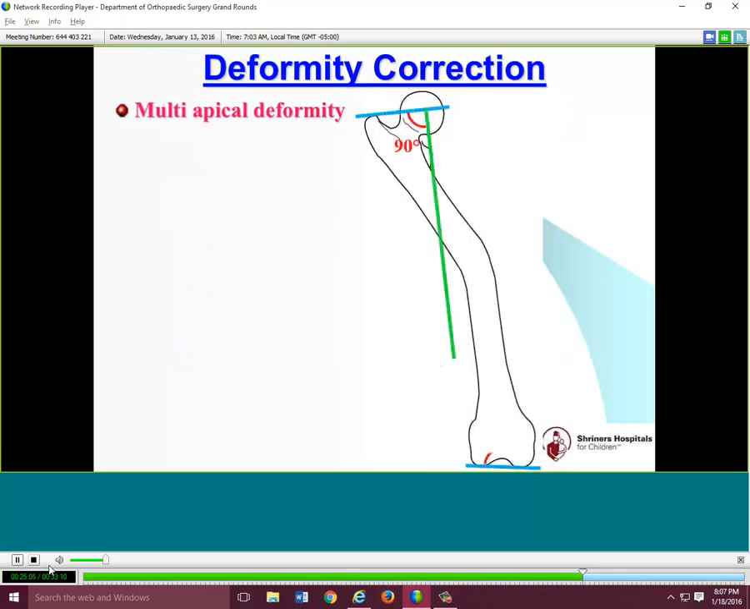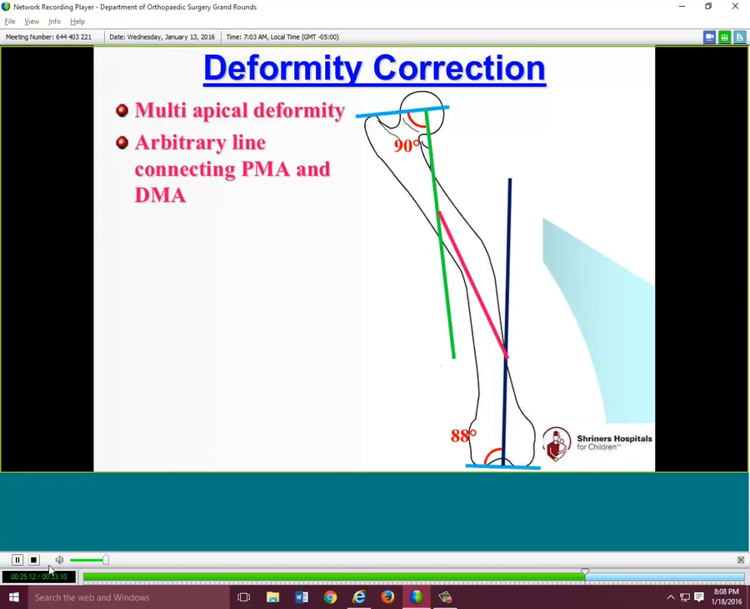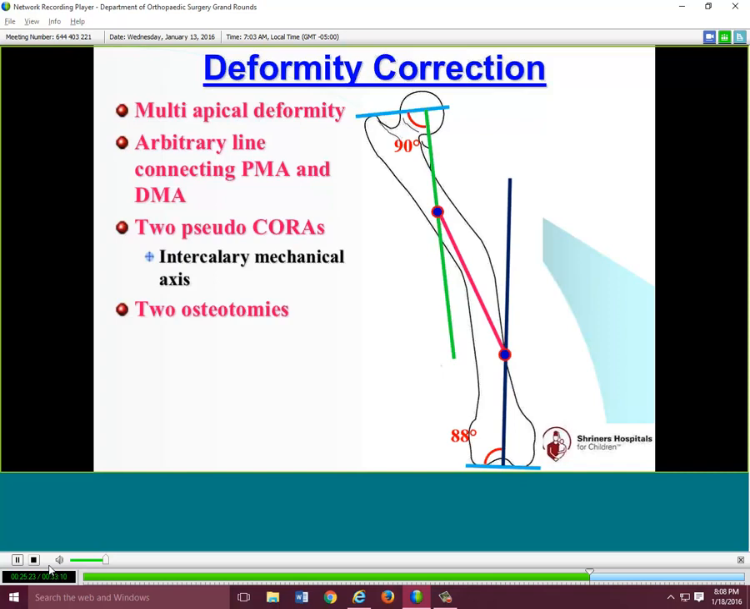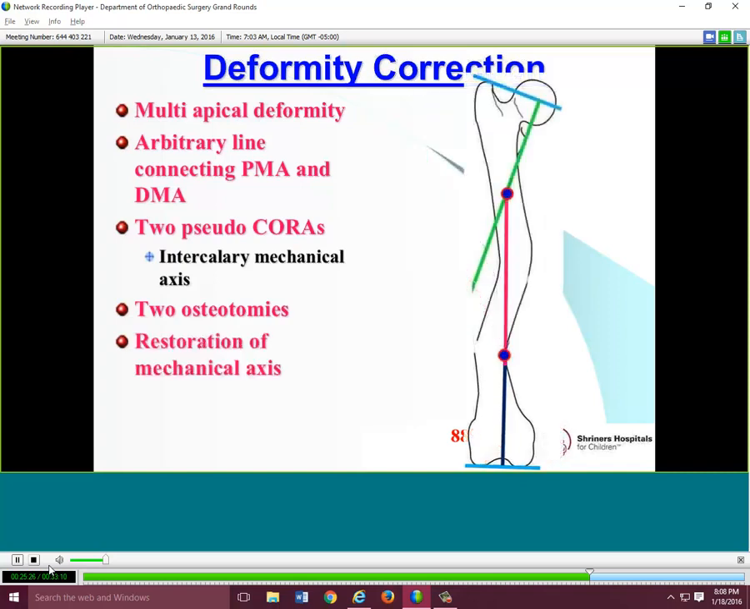All right, so what about this one here? So here's our multi-apical femur that we saw before. How are we going to get this one straightened out? Well, same kind of idea. So we're going to make our intercalary mechanical axis. We have our 2 new pseudo-CORAs. And with the 2 osteotomies, first we're going to make a distal osteotomy, and we're going to make our distal mechanical axis line up with our intercalary mechanical axis. And we'll make another osteotomy up top, to align the proximal mechanical axis with the intercalary mechanical axis, and you get everything to line up here.